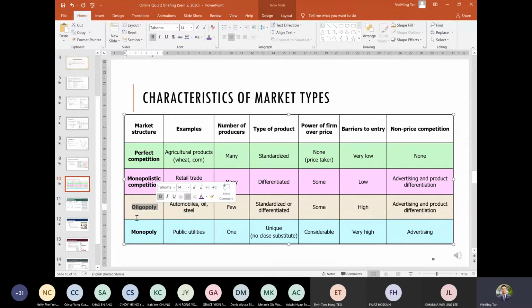If only one, then it's monopoly. But it also depends on the country, the nature of the country as well. But monopoly is when the industry has only one firm offering the product or service. That is monopoly.